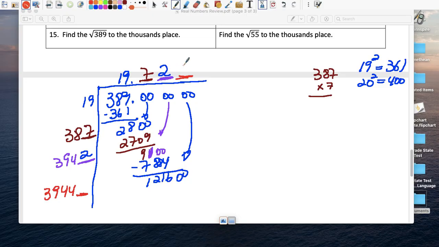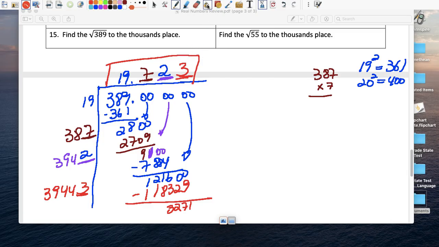So 39443 times 3 is about, yeah, we're close. 118,329. Subtract. 121,600 minus 118,329 equals, and we have leftover 2,271, which we can continue, but I think going 3 decimal places is more than enough.